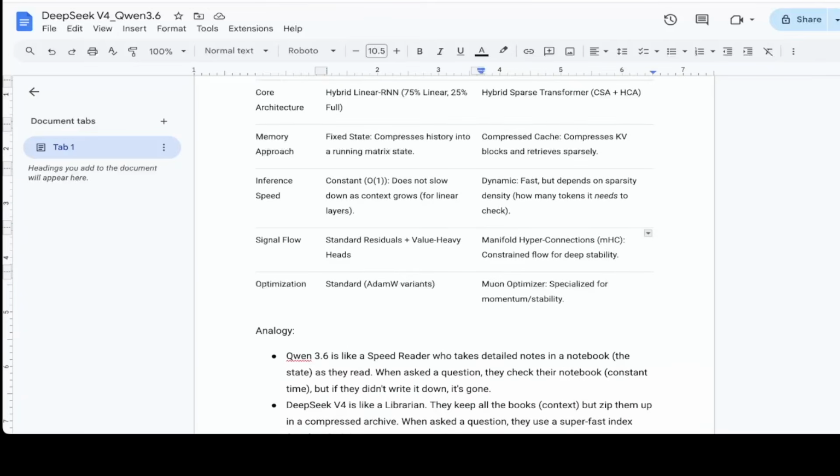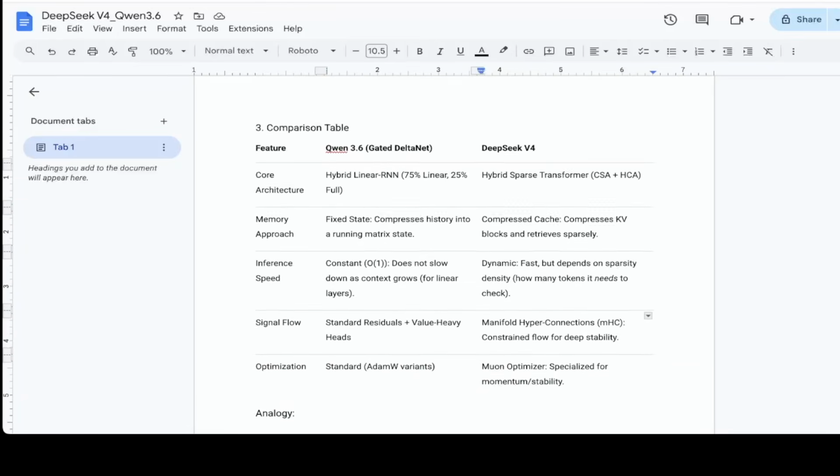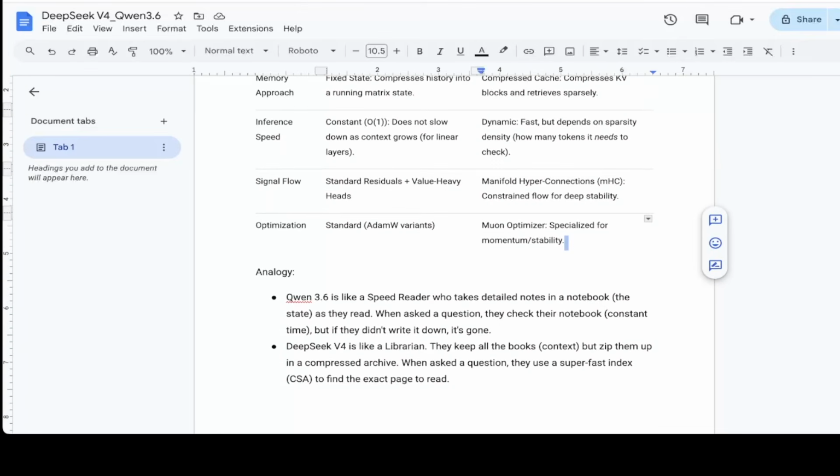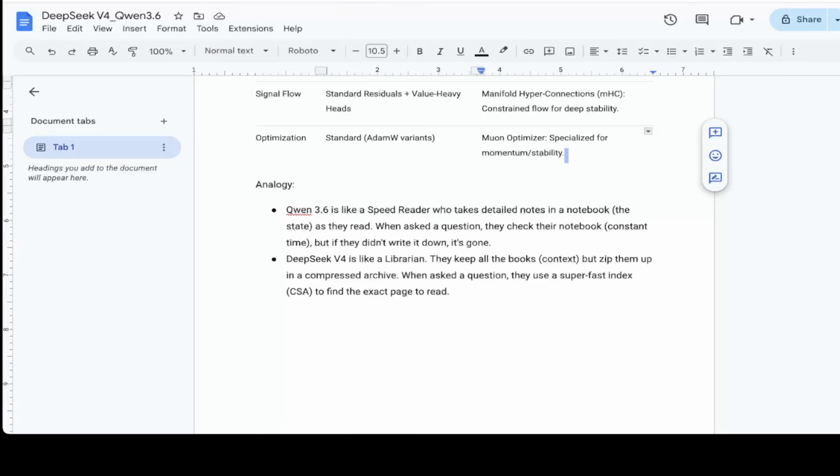And for the training, the standard training for DeepSeek V4 is the Muon optimizer, specialized for momentum and stability. So the analogy, as I mentioned earlier: Qwen3.6 is like a speed reader who takes detailed notes in a notebook. While they read, when asked a question, they check their notebooks. So it's constant time, but if they didn't write it down, it's gone.